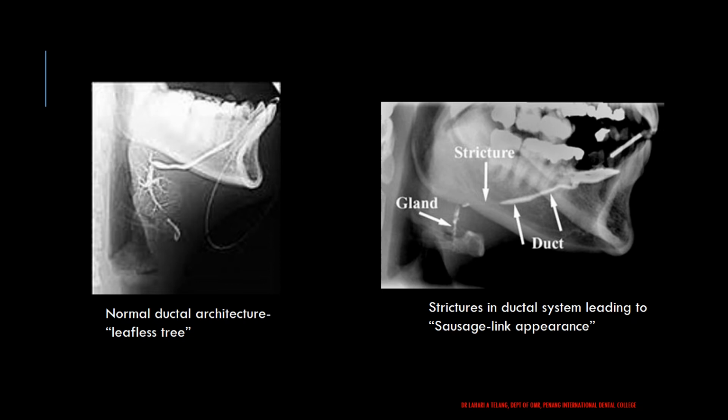This is how the normal submandibular salivary ductal system would look like, the normal ductal architecture. And this pattern is called a leafless tree pattern in radiology terminology. If there are strictures in the ductal system, this can lead to the appearance which is called a sausage-like appearance. This happens because the dye hasn't flowed consistently throughout the ductal system due to the presence of strictures.